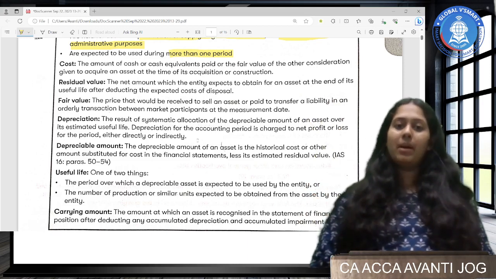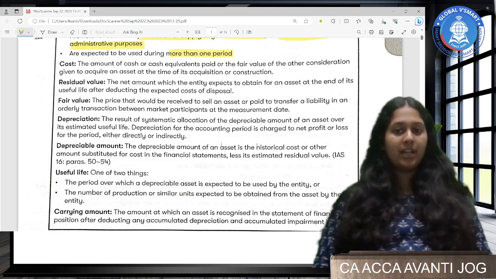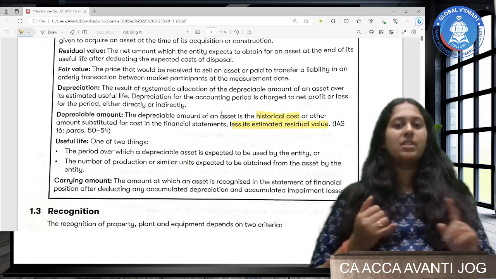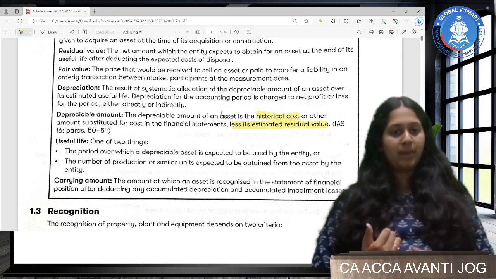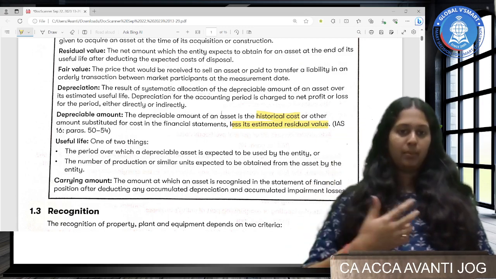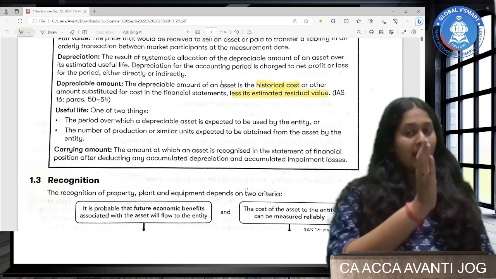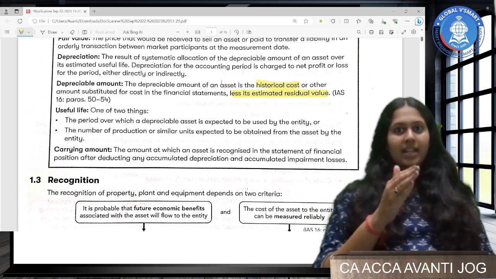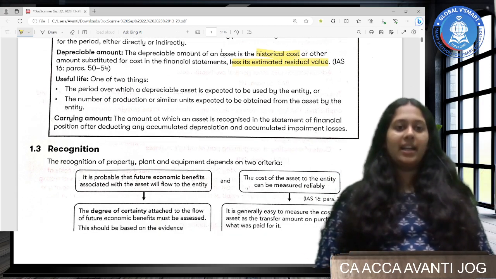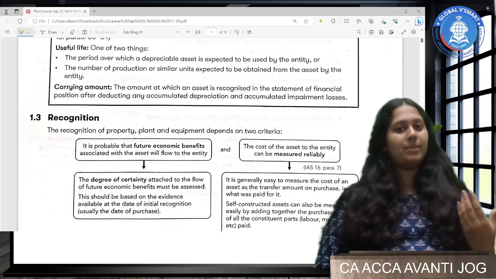Depreciable amount is the value of the asset that we depreciate over the years. It is the original historical cost, that is the cost at which we acquired it, minus the residual value, the scrap value. Useful life is the number of years over which we expect the asset to be used, or the number of production units we expect to be extracted from this asset. Carrying amount is basically original or historical cost minus depreciation for all these years, that is accumulated depreciation. So in this manner, we have an introduction to all the aspects of the asset.